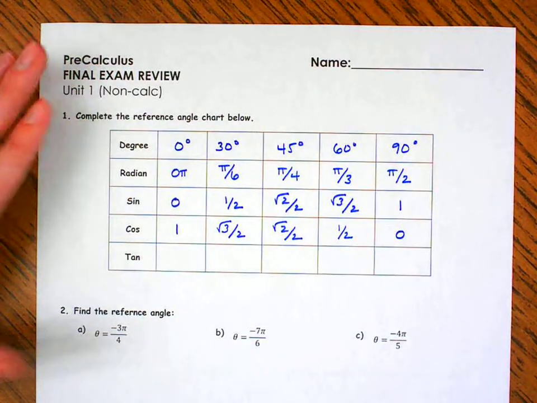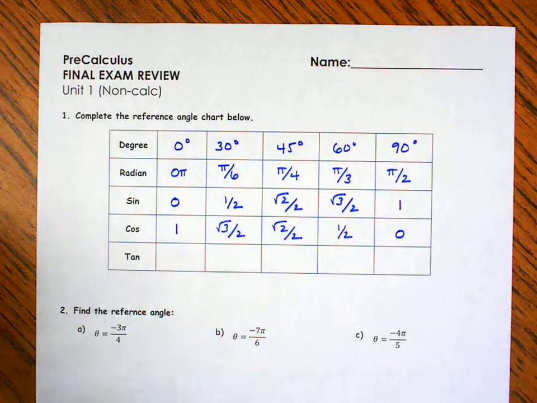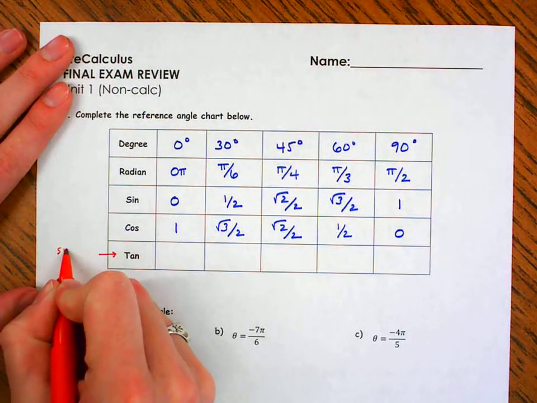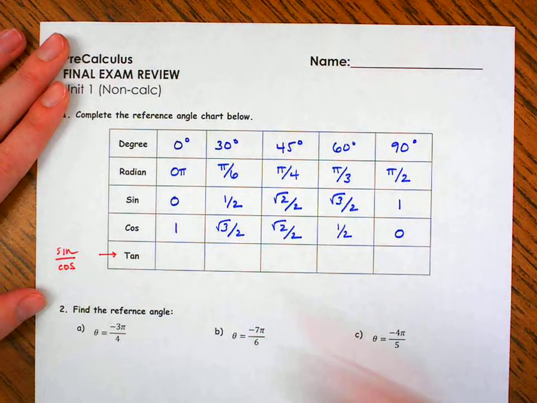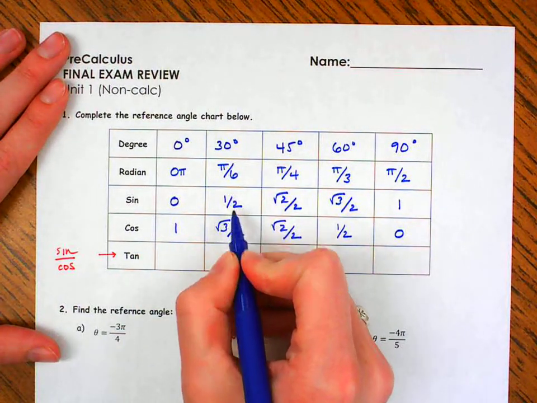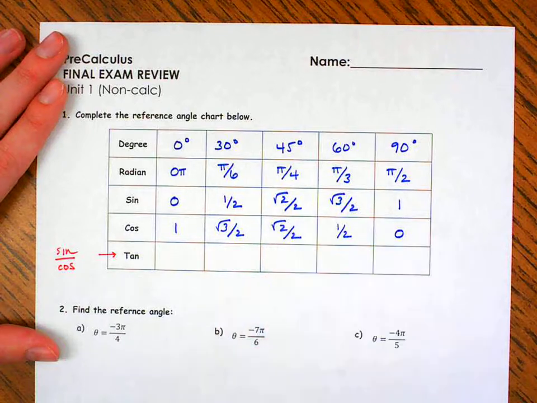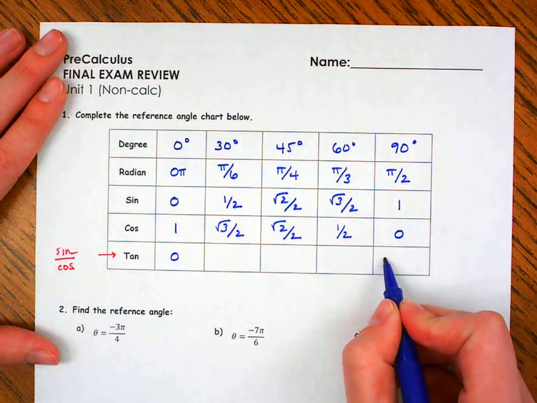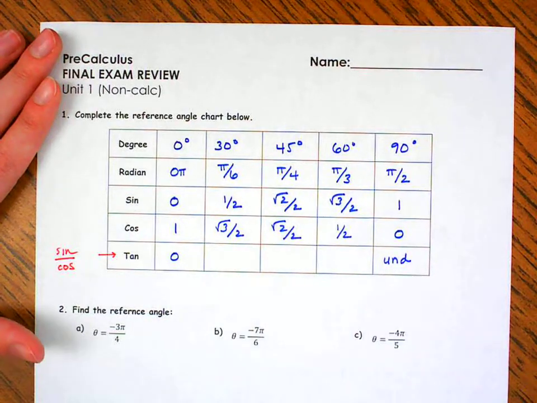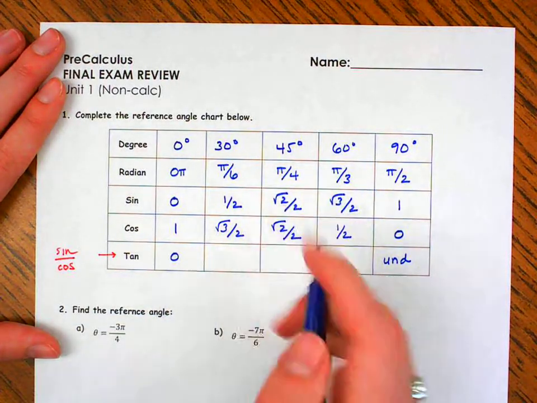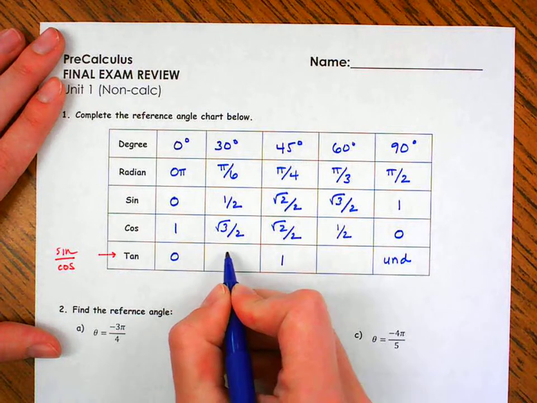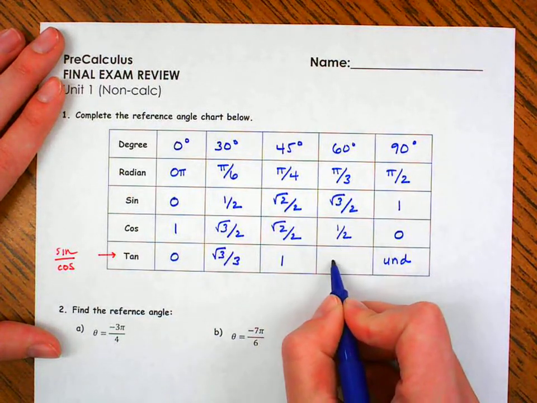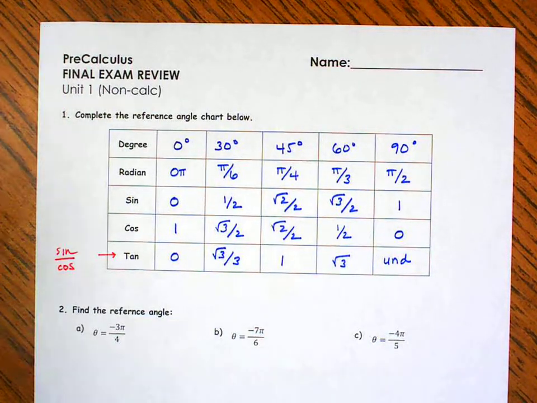Tangent, you just kind of have to memorize it. Remember, a good trick for tangent is that it is sine divided by cosine. So if you need to, you can always do this divided by this. If I start here, 0 divided by 1 is 0. 1 divided by 0 is undefined. Anything divided by itself is 1. And then these you really just kind of have to memorize, but again, you can just divide these out if you need to.